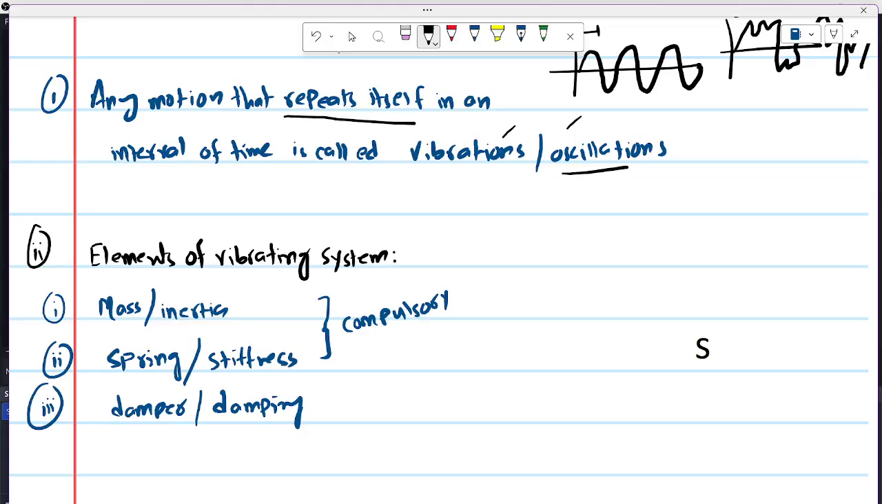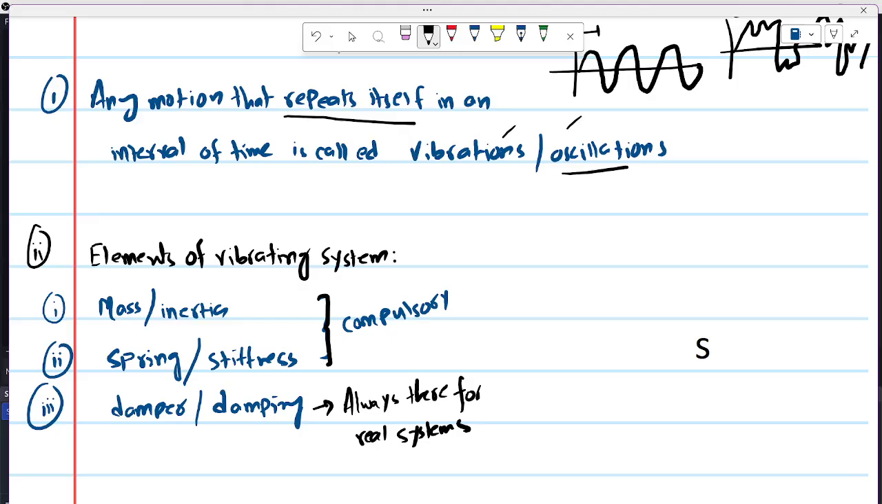Two of them are compulsory, these two. And this one, the damper, can be present or cannot be present in some cases, although in reality it's always there. It's always there for real systems. But theoretically we can add and we can remove the damper or the damping out of our system.